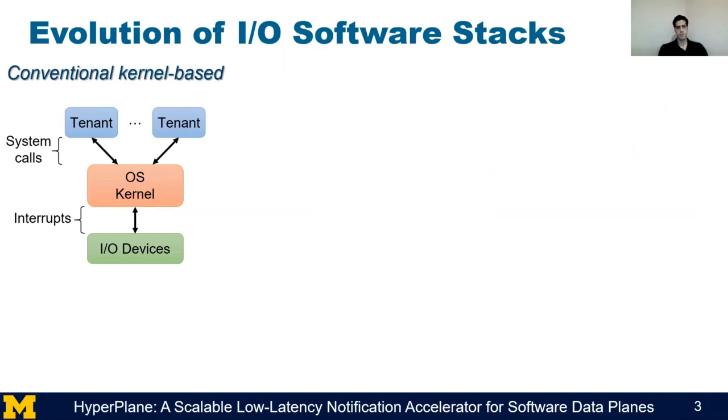The conventional approach for I/O communication, as shown in this figure, is using the OS kernel. Here, we refer to host applications and client applications or VMs as tenants. Kernel has several overheads such as context switches, system calls, interrupts, and cross-address space copies.